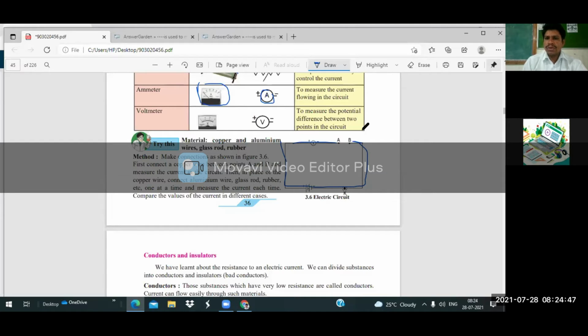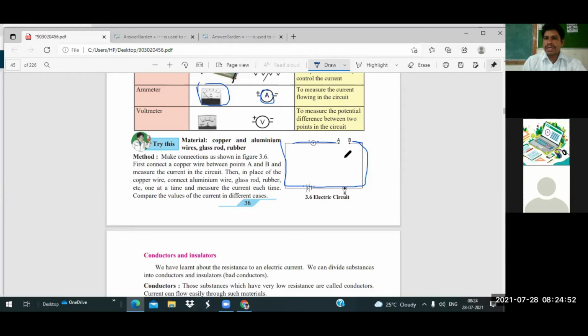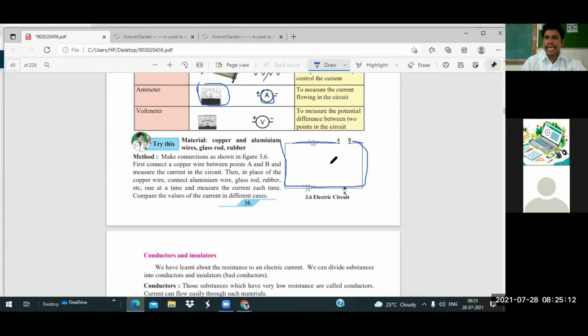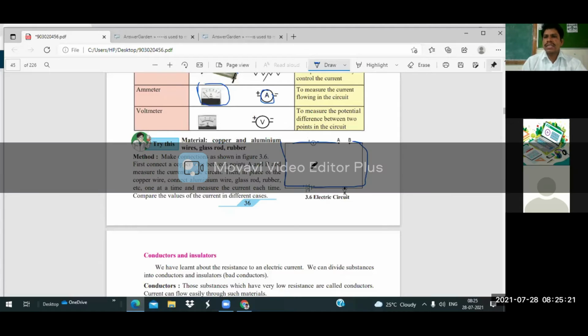Now through this we can understand conductors and insulators. Copper wire is a good conductor of electricity. Why is copper wire a good conductor of electricity? Because copper wire has low resistance. Due to that low resistance, it allows current to flow through it. And aluminum has higher resistance than copper, so aluminum is the insulator, or we can say less current flows through it.